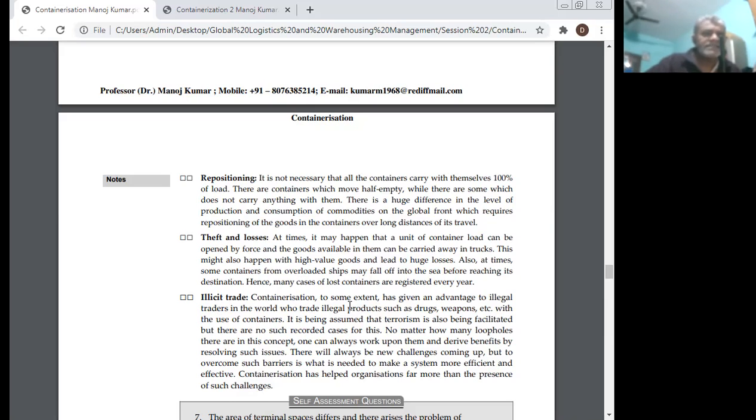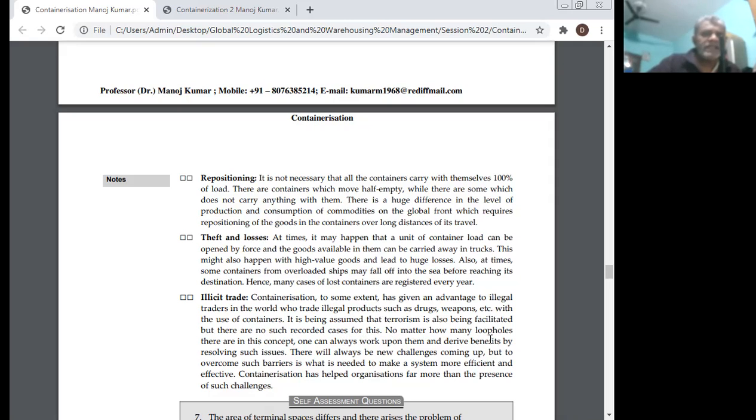Illicit trade. Containerization to some extent has given an advantage to illegal traders in the world who trade illegal products such as drugs, weapons, etc. with the use of containers. It is being assumed that terrorism is also being facilitated, but there are no such recorded cases for this.